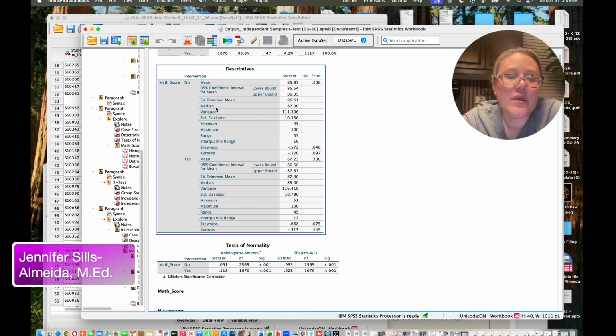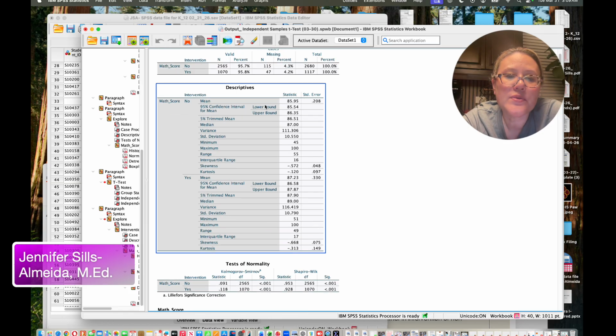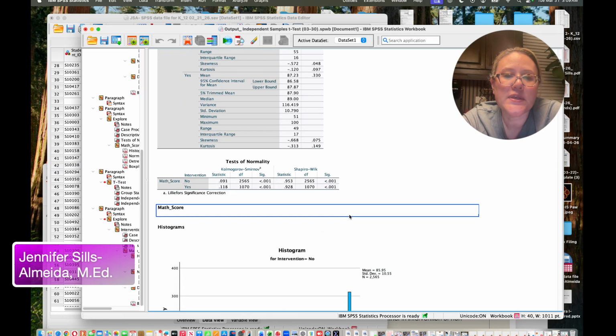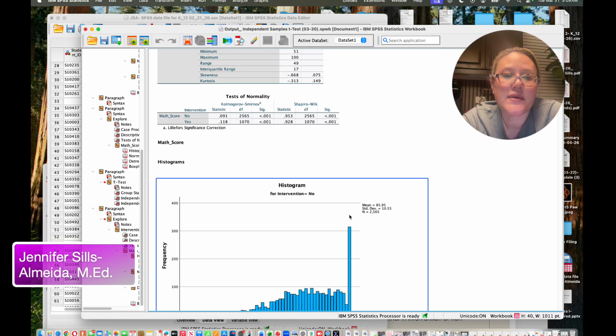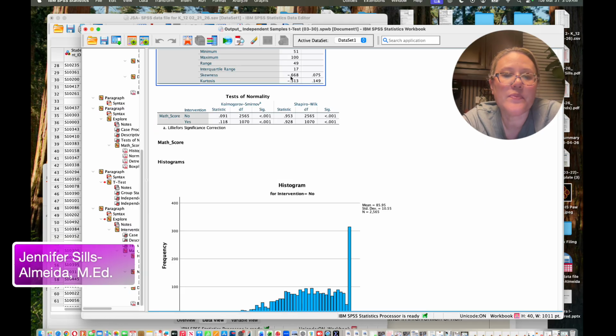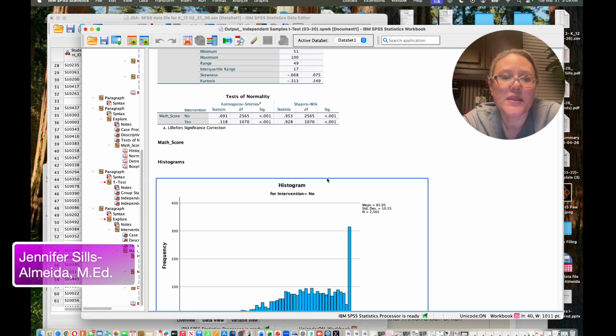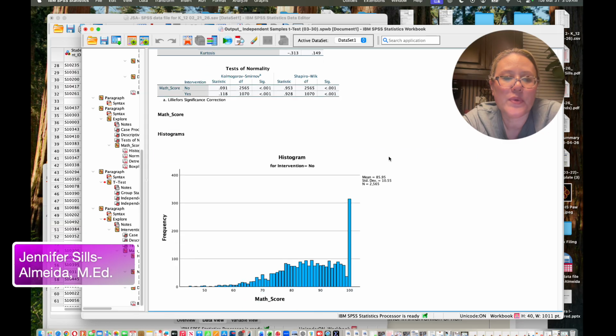And just real quick, for the math score, the mean with no intervention is 85.95. The mean score with the intervention is 87.23, so it's only a 1.28% difference on that. The skewness is at 0.668 and the kurtosis at 0.313.